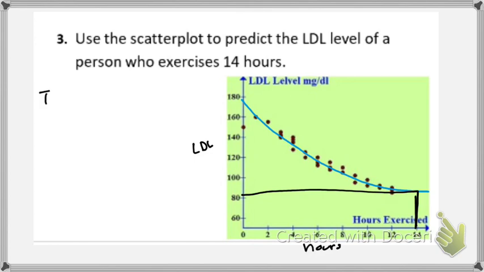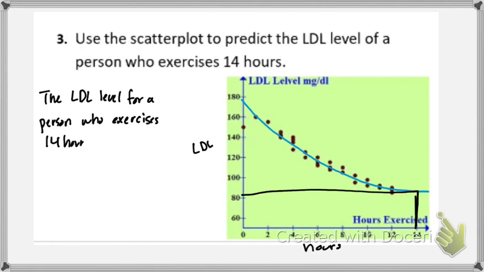So the LDL level for a person who exercises 14 hours a day, or actually I guess it would be a week, right? Because that's a long time for a day. For 14 hours is 82.